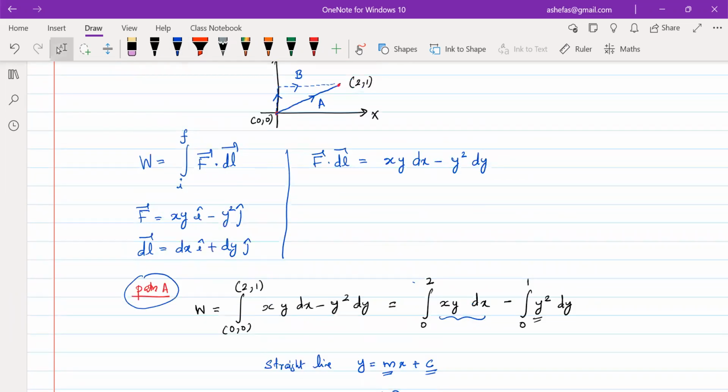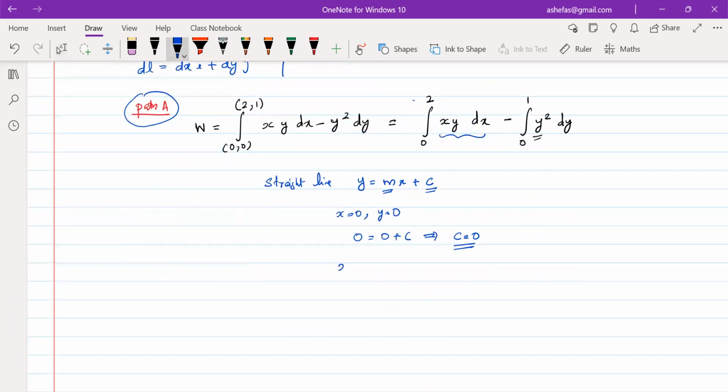Now we can take another point. The next point says that when x is equal to 2, y is 1. This y is equal to 1 when x is equal to 2. C is already 0, so this implies m is equal to 1 by 2. Therefore, the equation for this straight line is y is equal to x by 2.